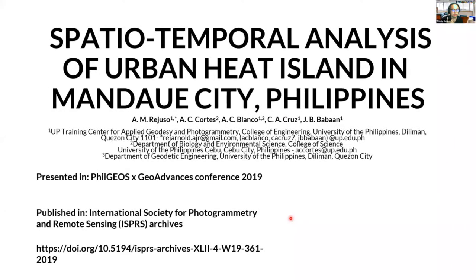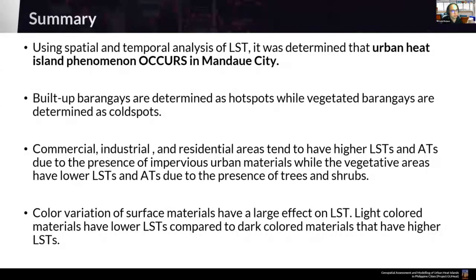So actually, if you want to know more in detail regarding our study, this study was presented last year in the PhilGeos GeoAdvances conference. It is published in the International Society for Photogrammetry and Remote Sensing, or ISPRS archives. You can check this scientific article using this DOI link. To summarize the study, here are the key findings and our recommendations based on the research.